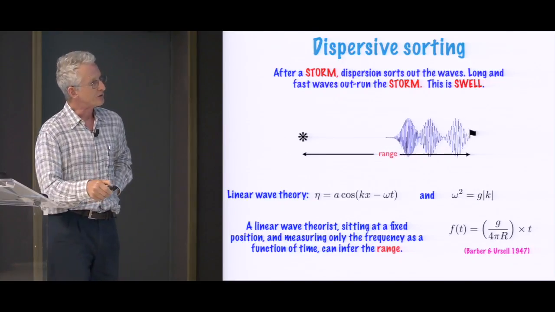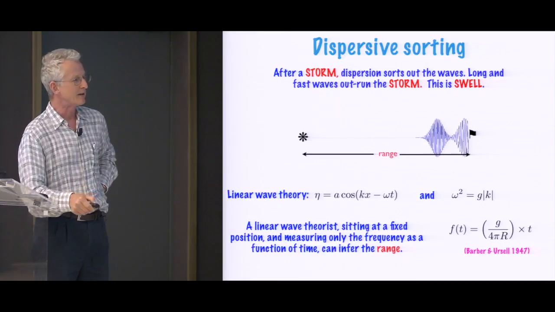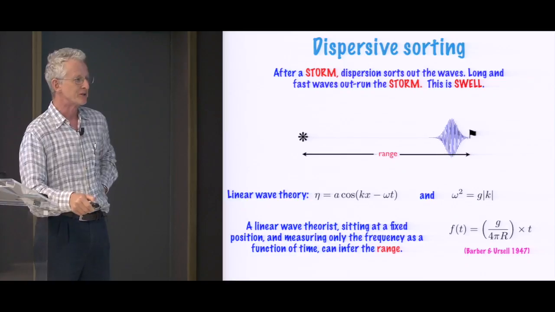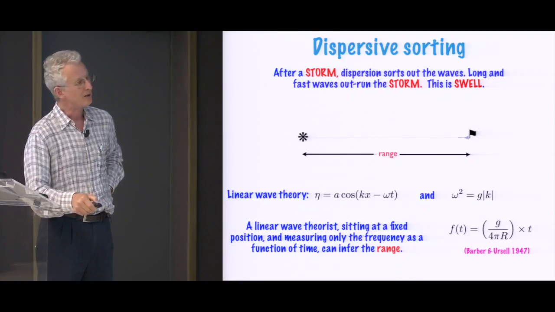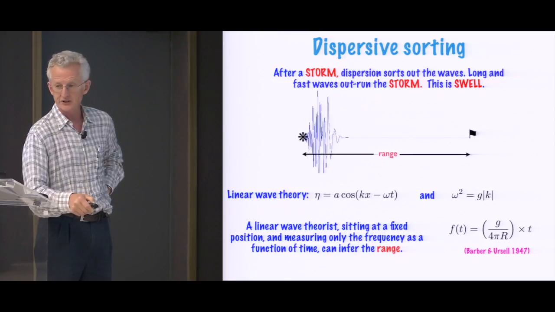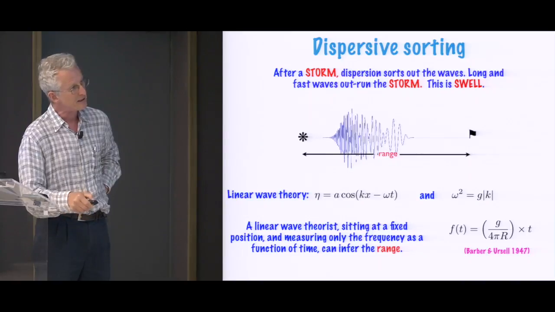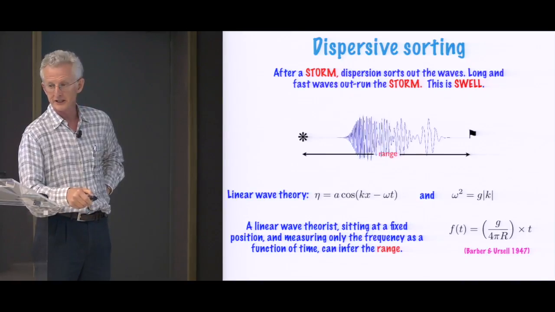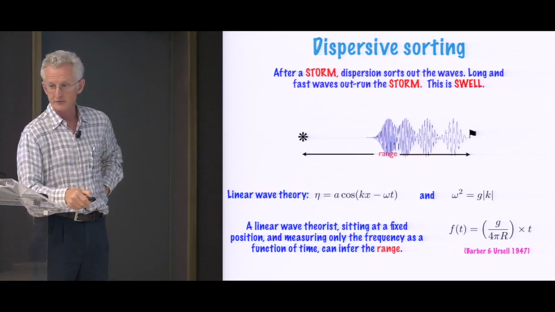So in other words, if you're a linear wave theorist sitting at the observatory, you can infer the range by measuring the frequency as a function of time, and you can check that your theory is working by verifying that the frequency is changing linearly with time. The fact that the frequency changes linearly with time is a special property of this dispersion relation, and it's not the case if I had some other power of k in the formula, okay?